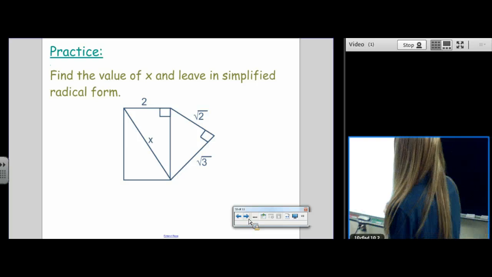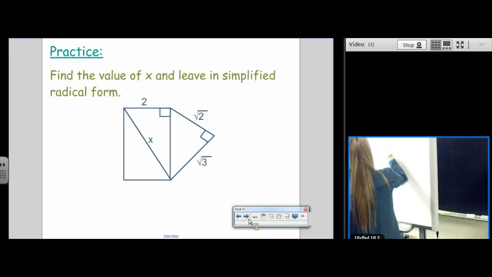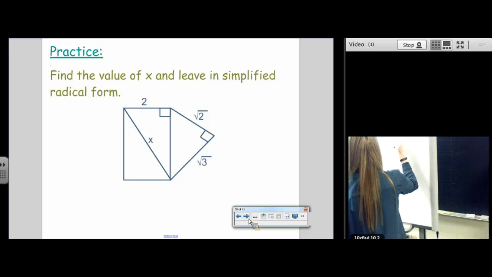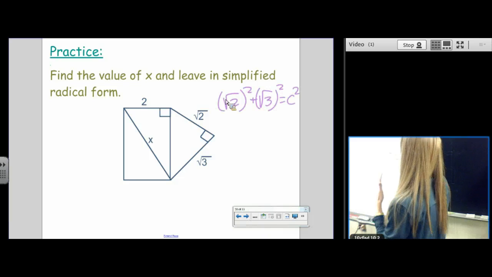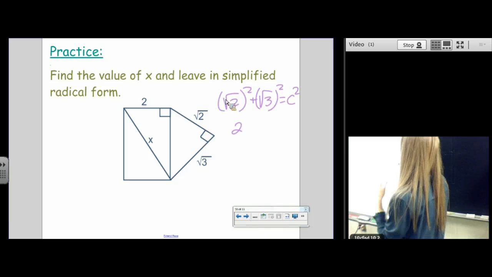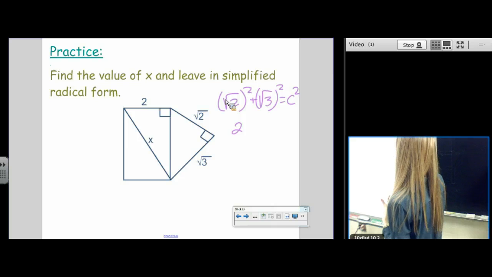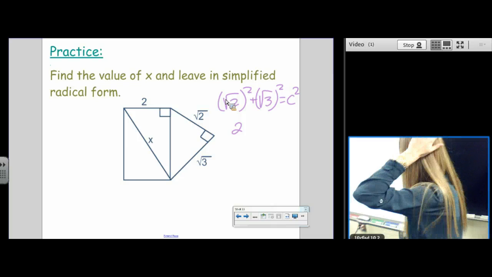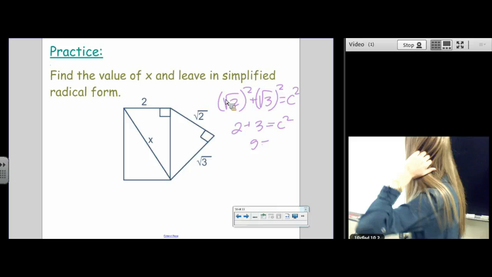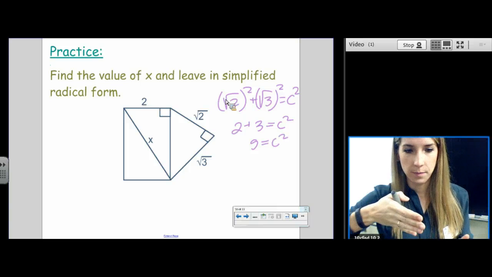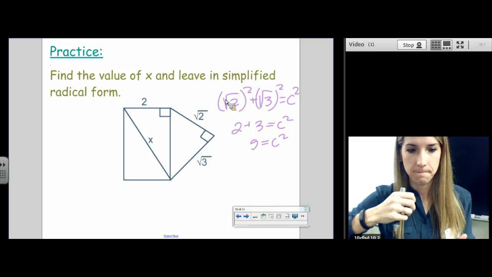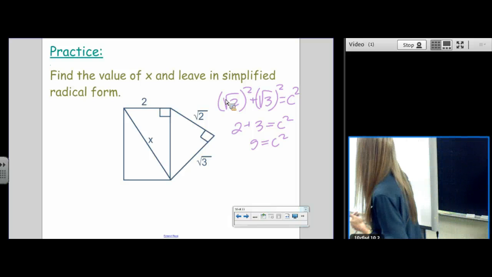Okay, anyways, we're going to start by doing a squared plus b squared equals c squared. Square root of 2 squared is 2. The square root of 3 squared is 3. So 2 plus 3 equals c squared. 5 equals c squared. So what's the length of his hypotenuse? Square root 5. Very good. So this value right here is square root 5.